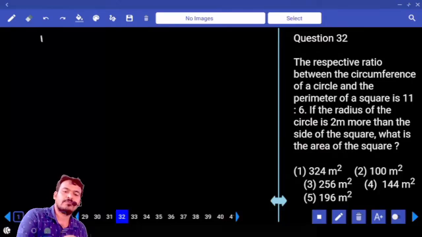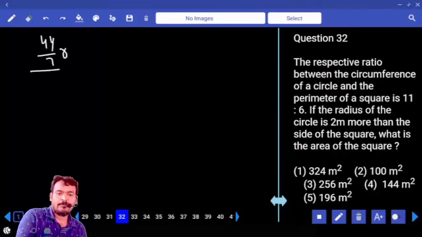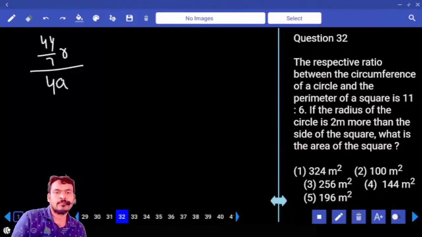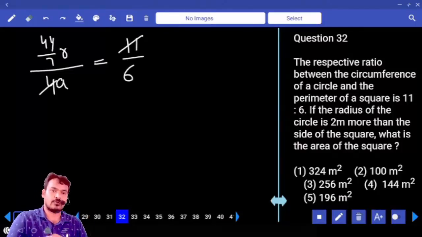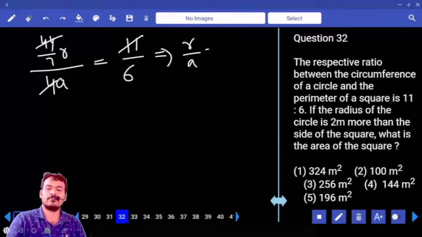2 pi r means it is 44 by 7 into r. 4a means it is 4a. 44 by 7 into r by 4a. It is equal to what ratio? 11:6. 4 into 6 how much? Sorry, 4 into 11, 44. Numerator 44, denominator 44 cancel, right? Then r by a equals what ratio? 7:6, right?